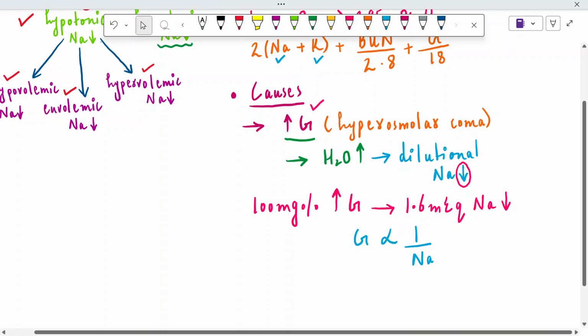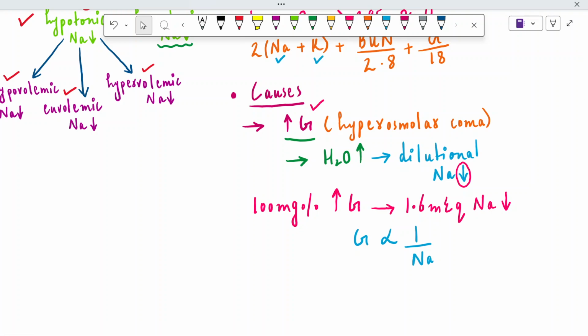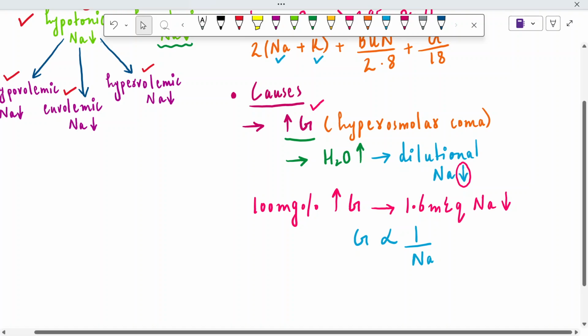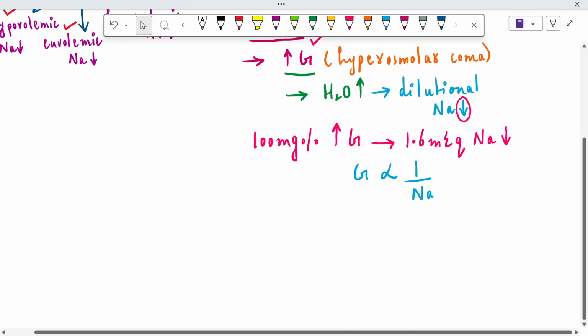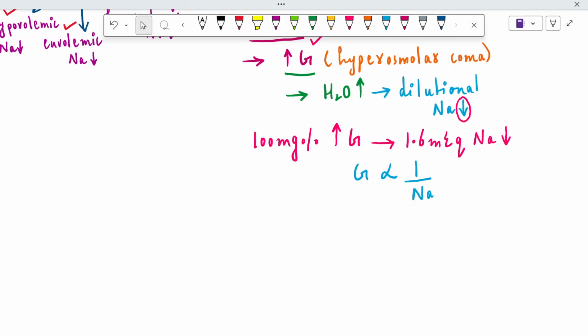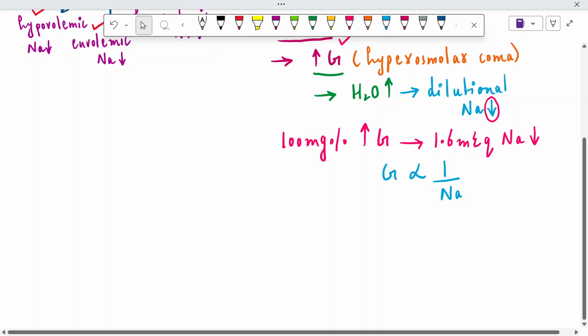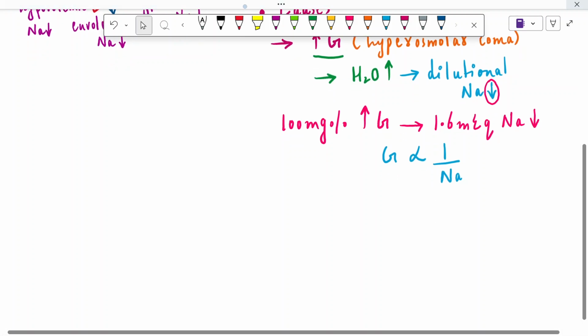Because glucose is hyperosmotic, it will pull the water, and the water content of circulation increases. It leads to dilutional hyponatremia, and a 100 milligram percent rise of glucose will result in a 1.6 milliequivalent fall of the sodium. It means that glucose and sodium are inversely proportional.